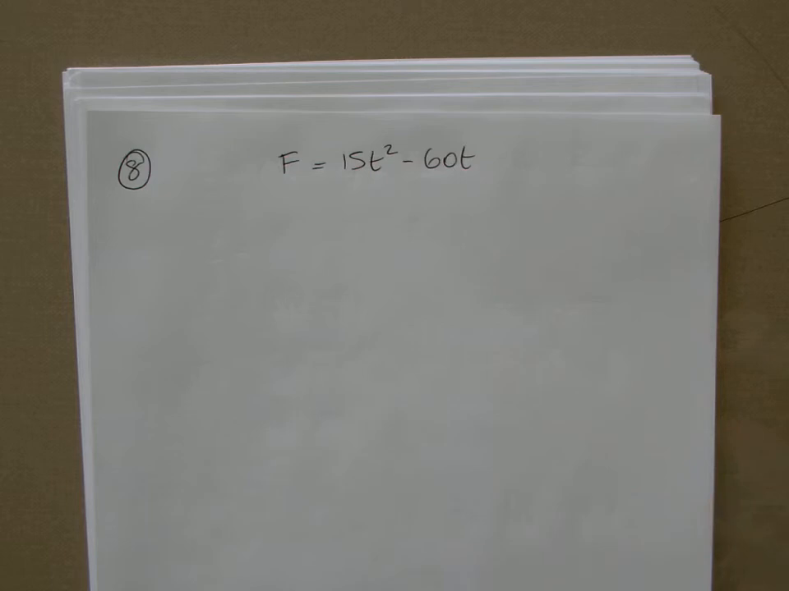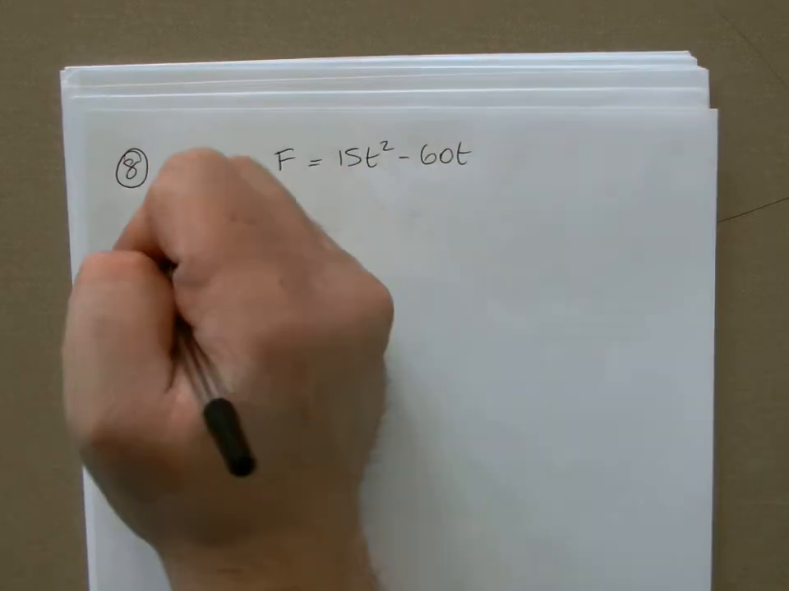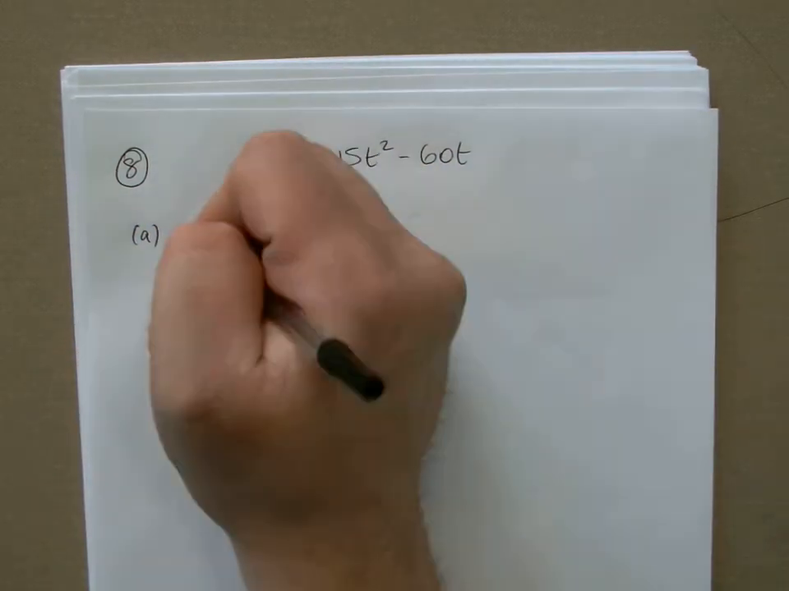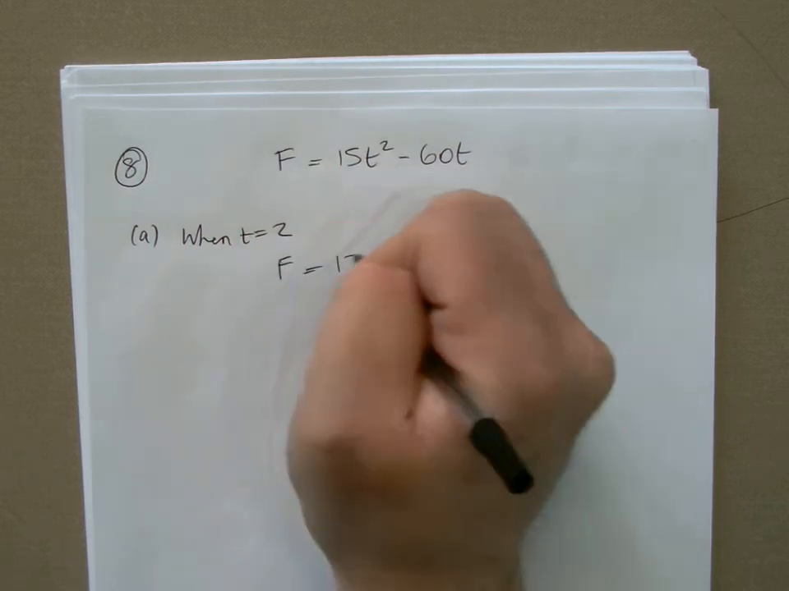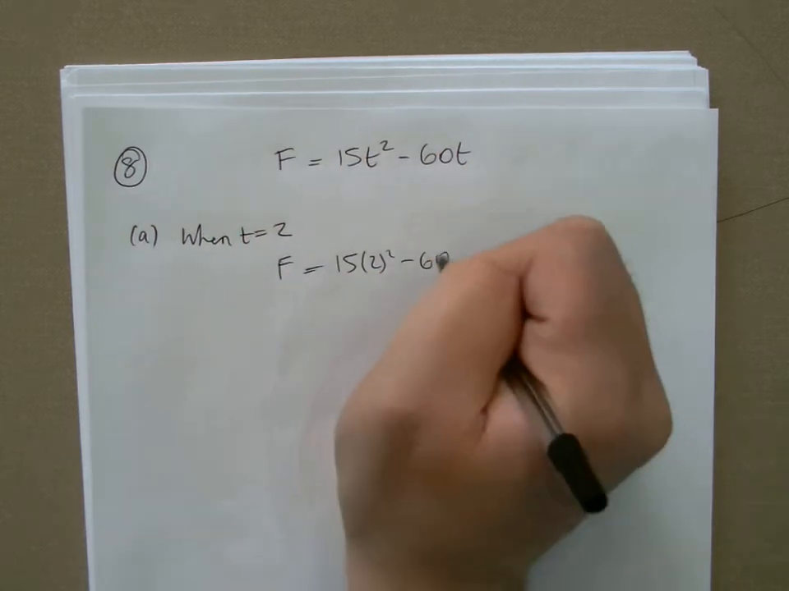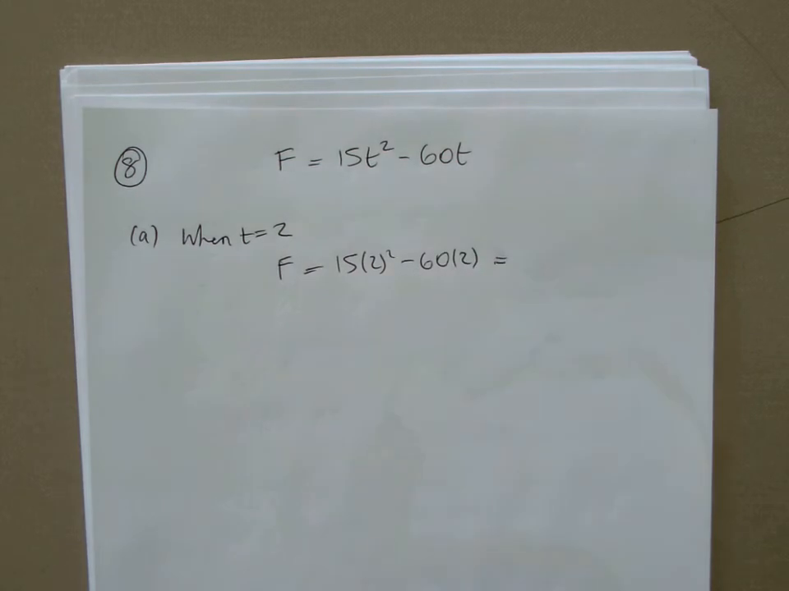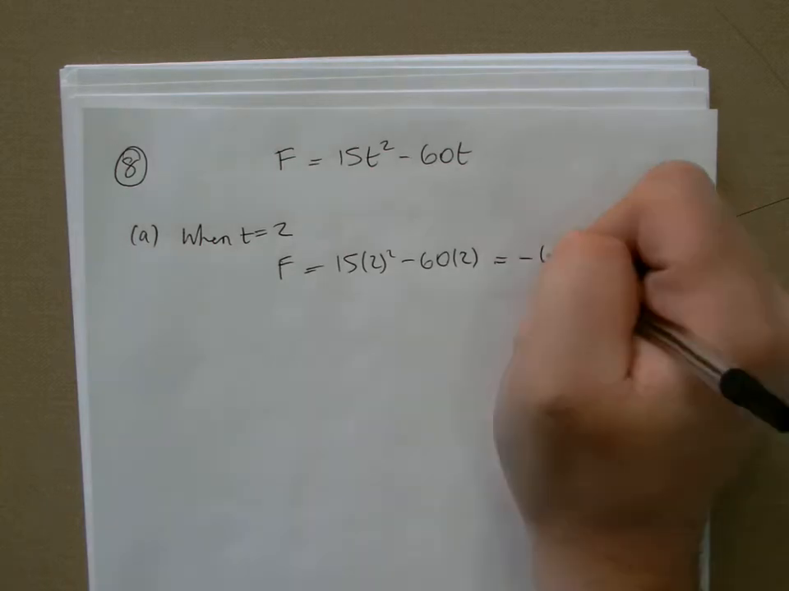A force is applied to an object of mass 5 kilograms, and it says find the acceleration of the particle when t is 2. Well, let's find the force first. When t is 2, let's see what the force is. So the force will be 15 times 2 squared minus 60 times 2. If we work that out on our calculator, it comes out to be minus 60.